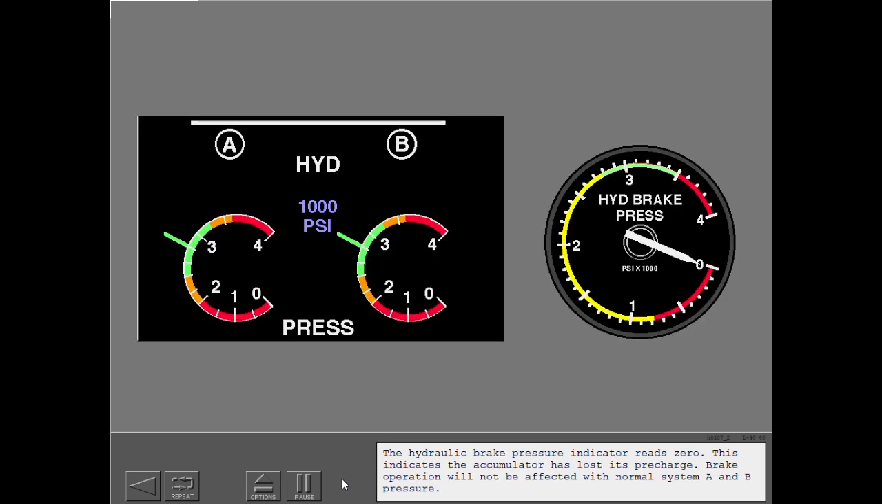The hydraulic brake pressure indicator reads 0. This indicates the accumulator has lost its precharge. Brake operation will not be affected with normal System A and B pressure.